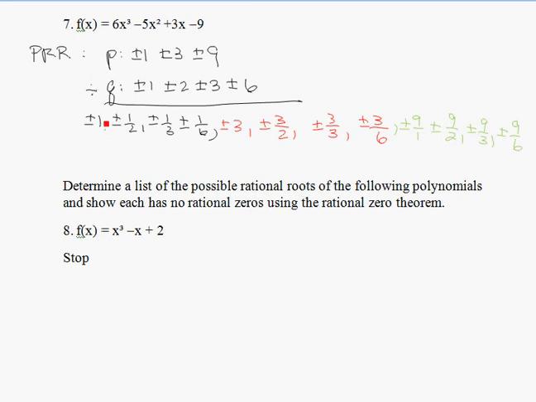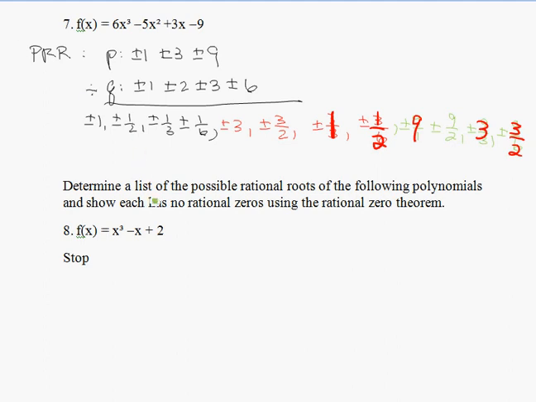So let's simplify some of these. So this is plus or minus 1, plus or minus a half, a third, 3 halves. 3 over 1 is the same thing as just 1. We already have 1. 3 over 6 is the same thing as 1 over 2. We already have 1 over 2. 9 over 1 is just 9. 9 halves is unique. 9 over 3 is equal to plus or minus 3, which we already have. And 9 over 6 is 3 over 2, which we already have. So you don't need to write it down twice.